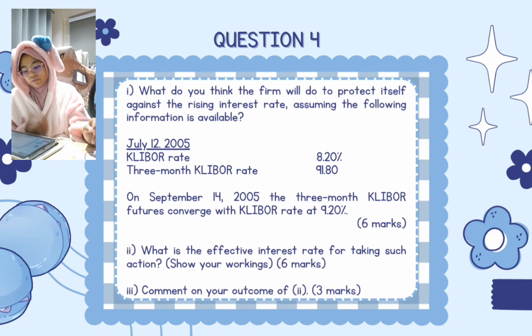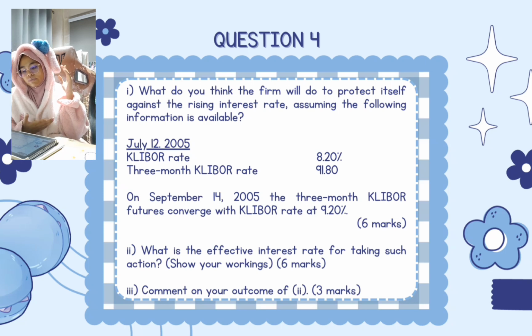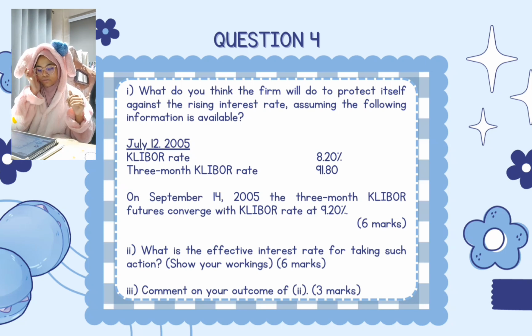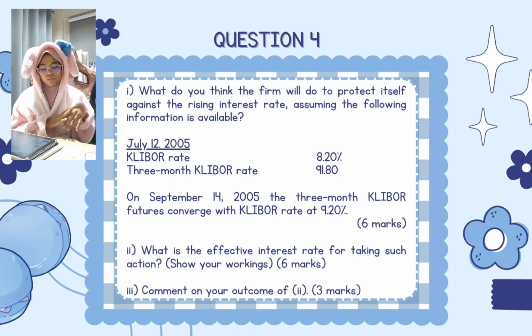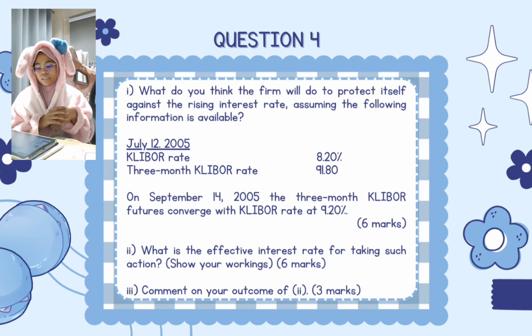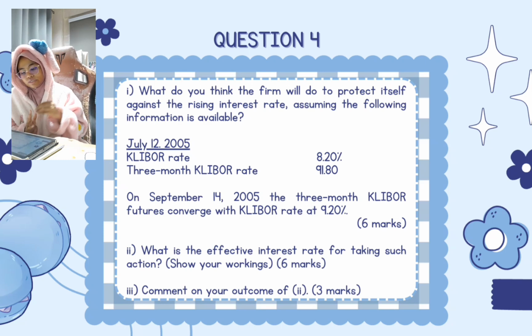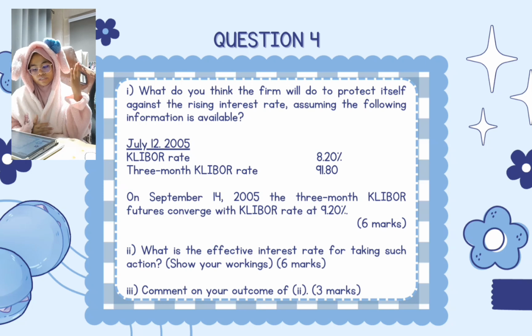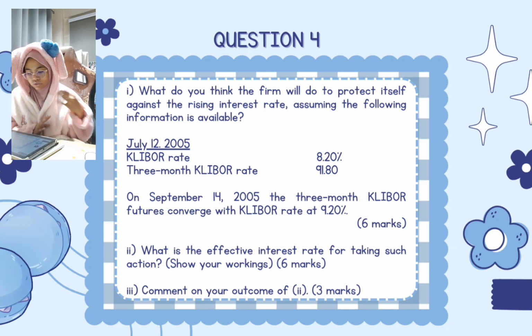So what do you think the firm will do to protect itself against rising interest rates, assuming the following information is available? The CLIBOR rate is 8.20% and the 3-month CLIBOR futures price is 91.80. On September 14, 2005, the 3-month CLIBOR futures converge with CLIBOR at 9.20%. What is the effective interest rate for taking such action? Show your workings, and lastly comment on your outcome.